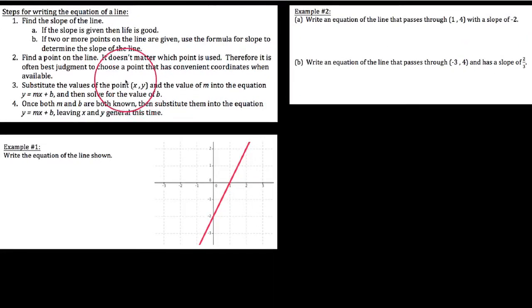Hey YouTube, in my last couple of videos we discussed how to quickly sketch a graph of a linear equation from its equation, and in this video we're going to talk about how we can find the equation from, say, the graph, or at least given information about the graph, okay? And so what I've done here, I've outlined one way, I don't want to say this is the only way, but one way to write the equation of a line.